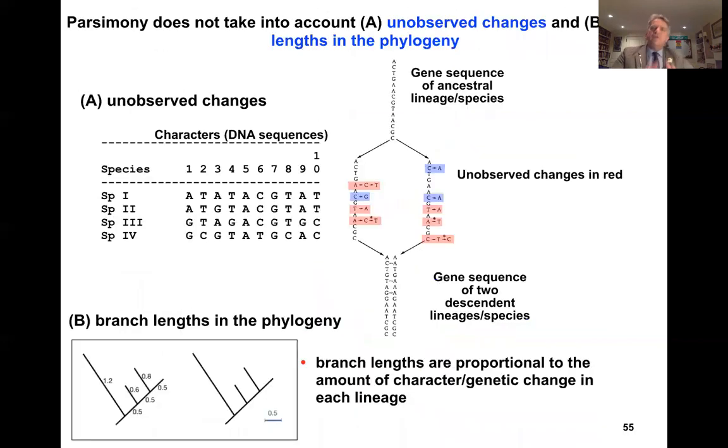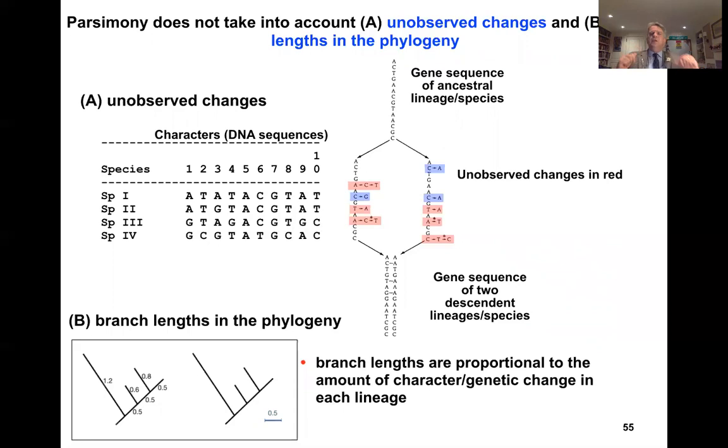How do we get around this? Well, we get around this by understanding that parsimony doesn't take into account unobserved changes in character states and the branch lengths in the phylogeny. The longer a branch length in the phylogeny, maybe we can infer that there's going to be a higher rate of change for any given character we're looking at. Whereas a short branch, we would guess that there's going to be a slower rate of evolution in that lineage. If there was a way to incorporate that information into our phylogeny reconstruction, that would be really helpful.